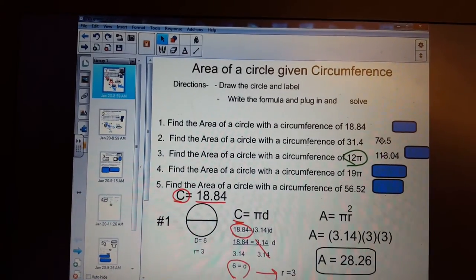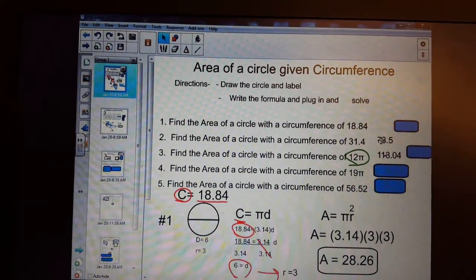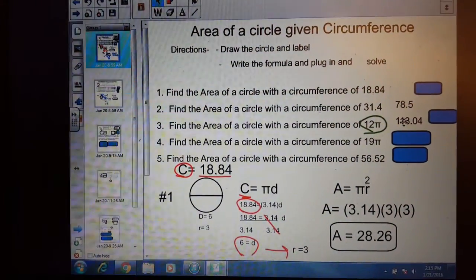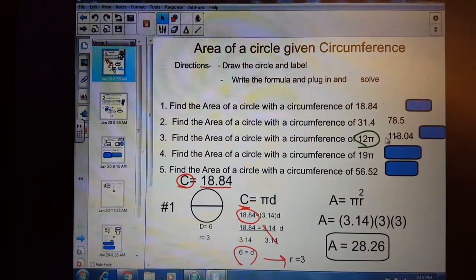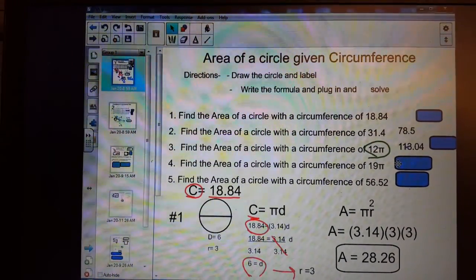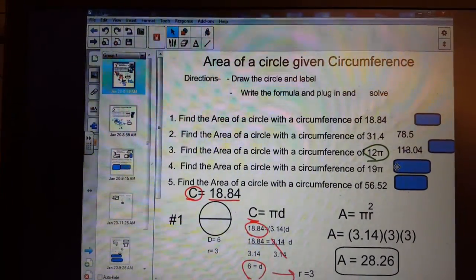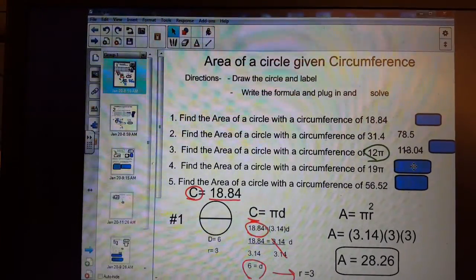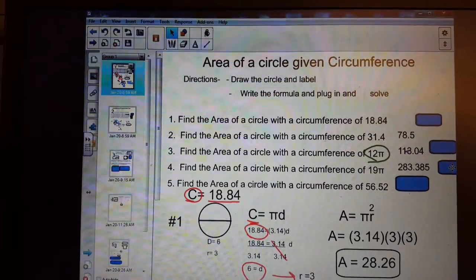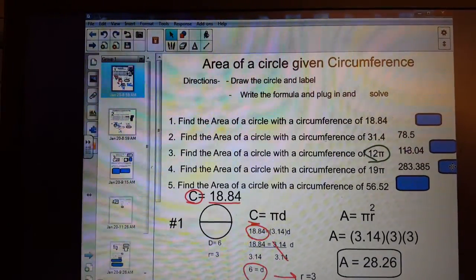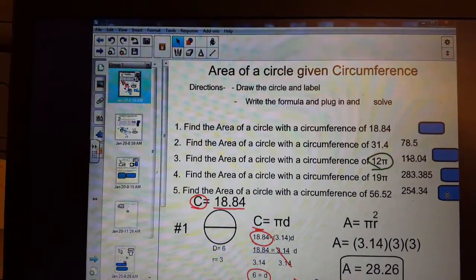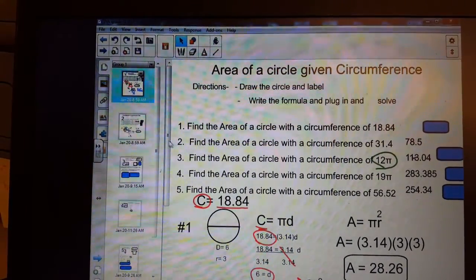In class, we all were able to at least finish 1, 2, and 3. So if you continued following that process, I will give you the answers so you have them to verify with. For number 4, you get an answer of 283.385, and for number 5, you get 254.34.